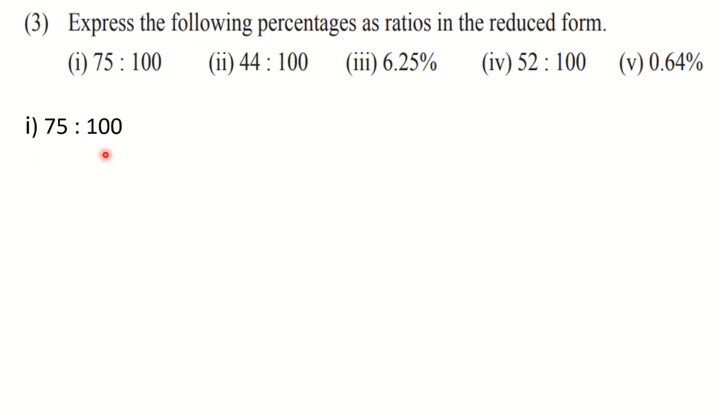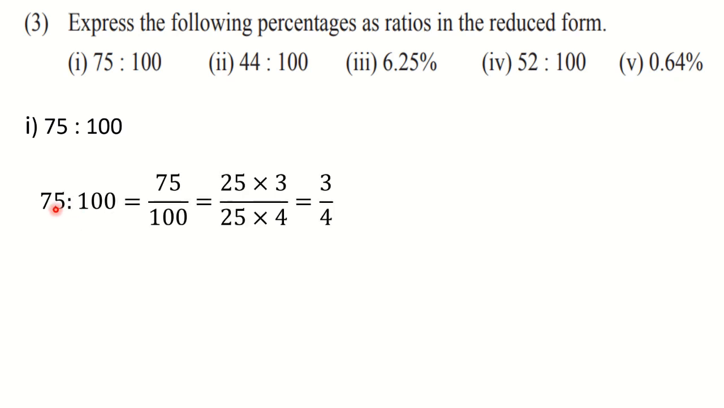75 is to 100. Let us write it in the form of numerator and denominator: 75 upon 100. Then it's very easy. You know that these are in the table of 25. 75 we can write as 25 into 3, and 100 we can write as 25 into 4. So 25 and 25 are cancelled, and the answer is 3 upon 4.